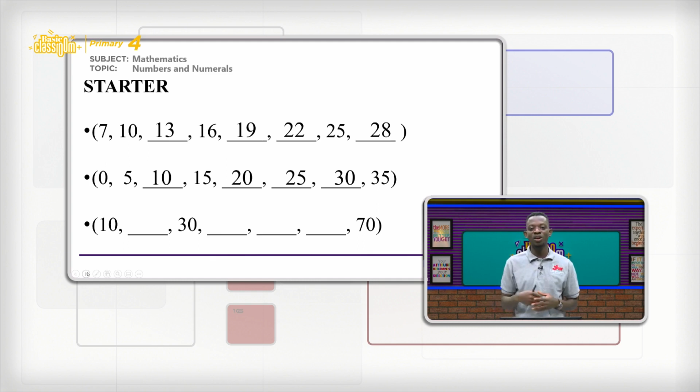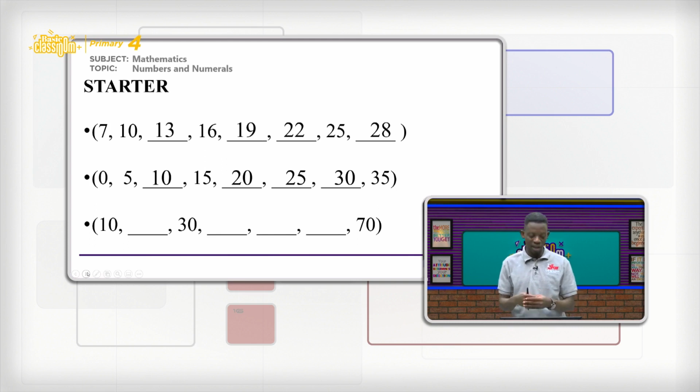So over here, you can also identify that it is a skip counting of 5. So we have 0, we have 5, we have 10, we have 15, we have 20, we have 25, 30, and 35. Very good. Now let's look at the last one, the last task over there.